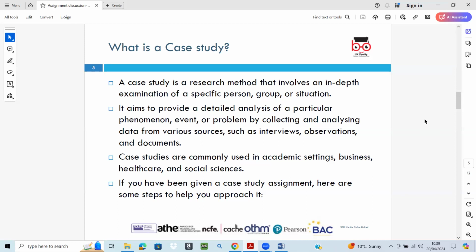So we should organize our findings into a clear report using headings and subheadings and discuss how our findings answer the research questions or address the problem outlined in the case study. When we present our findings clearly and systematically, it is like a key to a successful case study report.